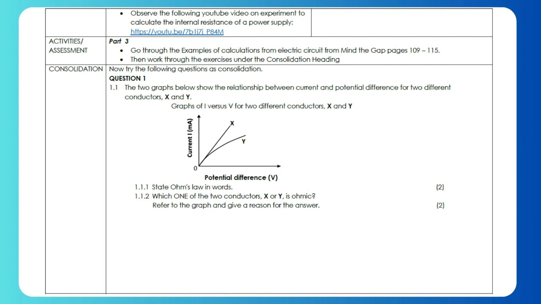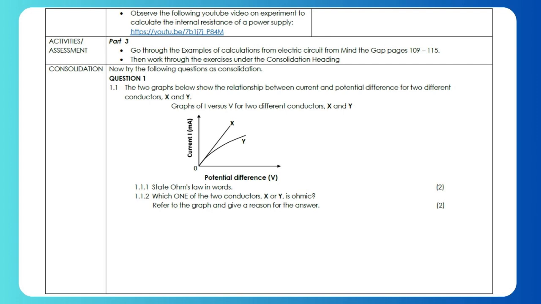Activities/assessment. Part 3. Go through the examples of calculations from electric circuits from Mind the Gap, pages 109 to 115. Then work through the exercises under the consolidation heading. Consolidation. Now try the following questions as consolidation.